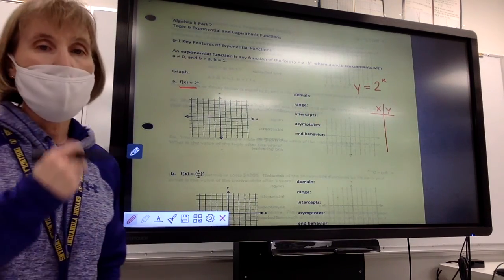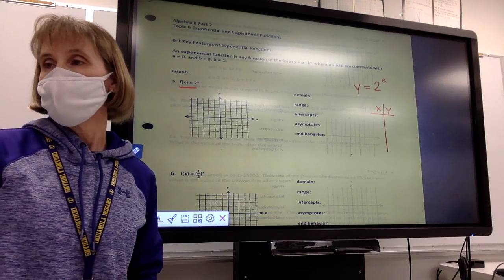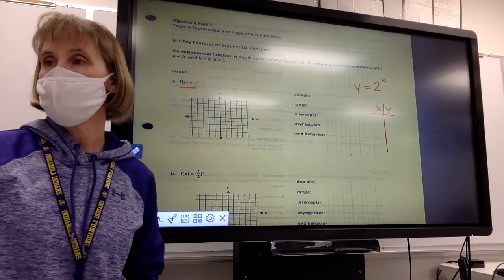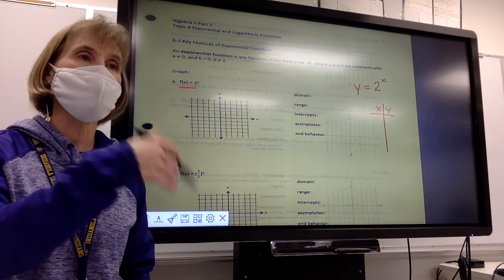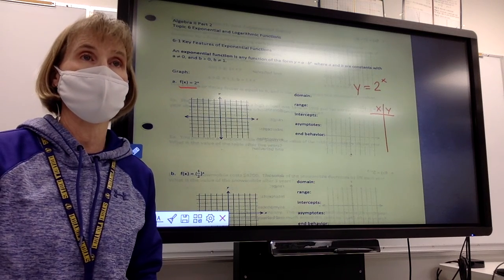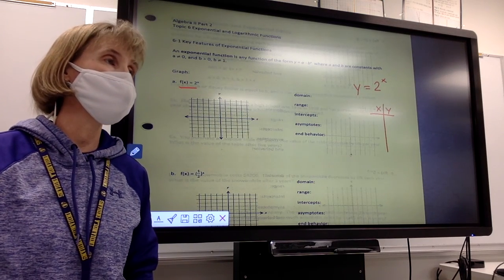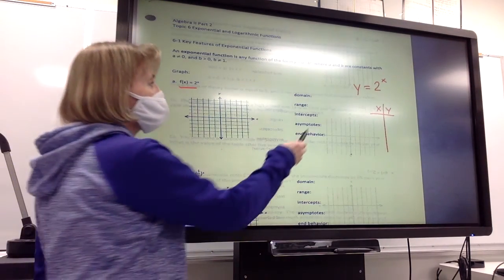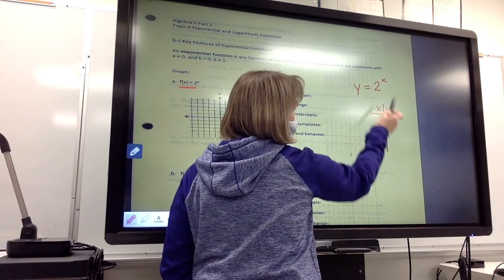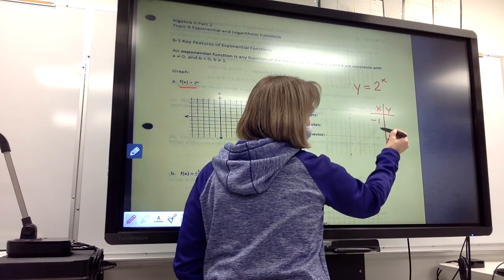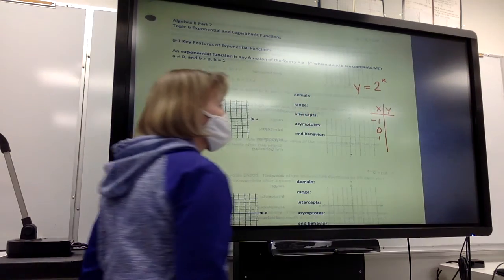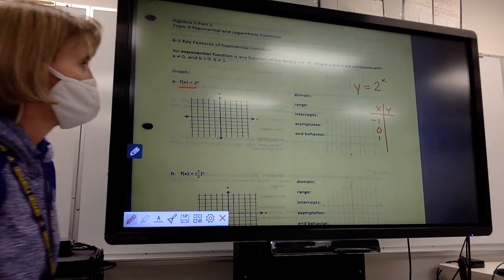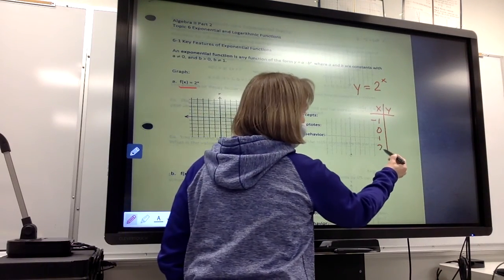Because x is the exponent and it's missing, we're going to fill in values for that exponent, or for x in this case. There will come a time where we plug in values for y and figure out x, but in this case, we're going to plug in values for x. I want to do negative numbers and positive numbers. I'll just go with 4 to start with.